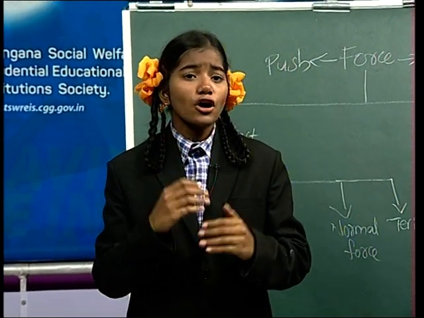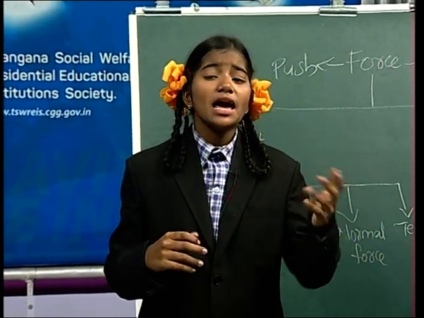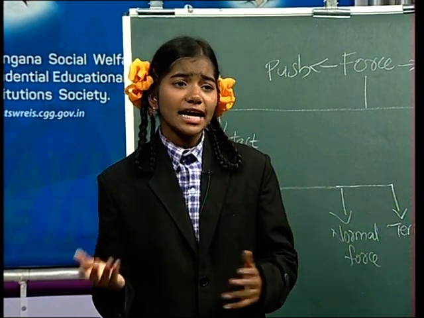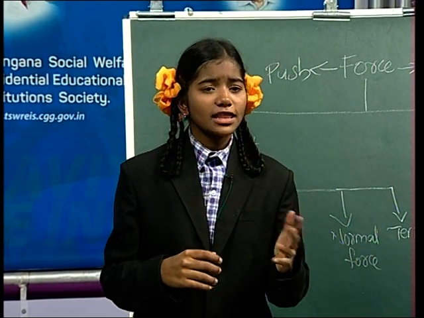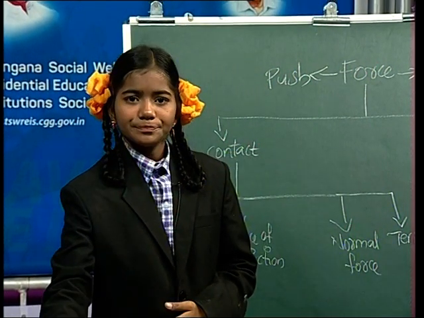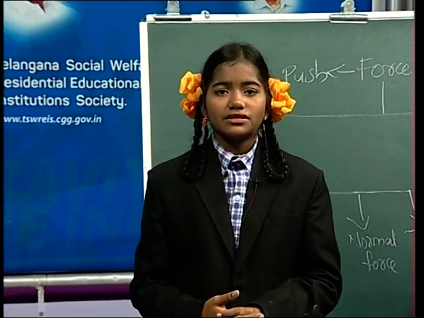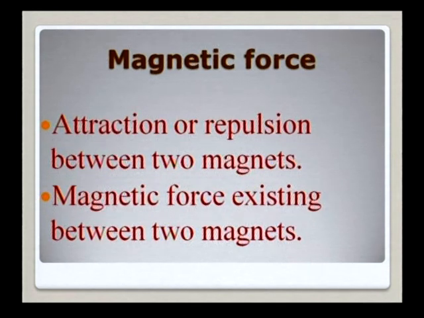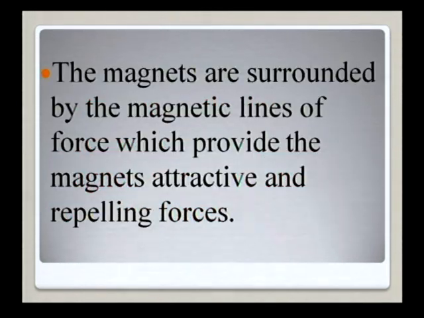This action of pull or push arises due to the magnetic force. A magnet can attract another magnet without contact. So, magnetic force is a field force. Let us see. Magnetic force: attraction or repulsion between two magnets. Magnetic force existing between two magnets. The magnets are surrounded by the magnetic lines of force which provide the magnets attractive and repelling forces.